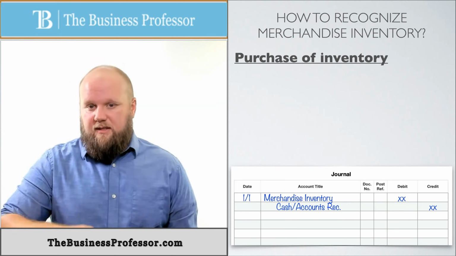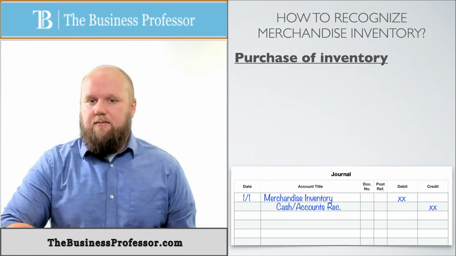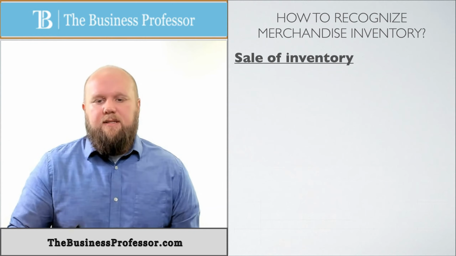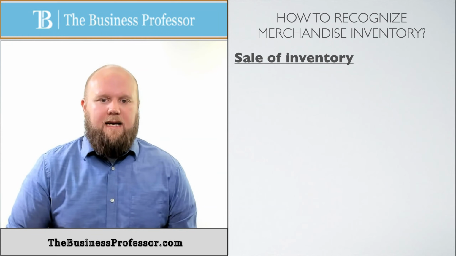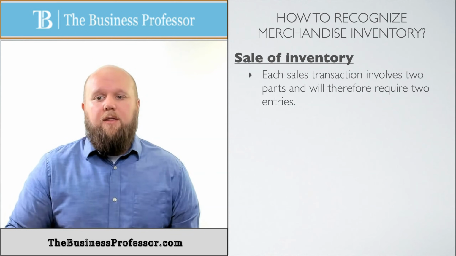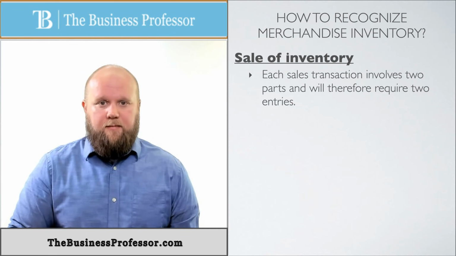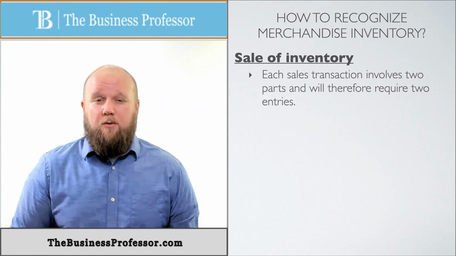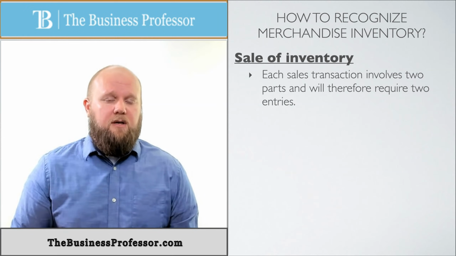The sell is where the difference happens. The sell is where you're going to see a major difference here. Okay. So when we sell inventory, there are a couple things happening. Each sell involves two parts, and therefore requires two entries. And each entry will have its own debit and its own credit at minimum. So we're really talking about a minimum of 4 accounts being affected here.